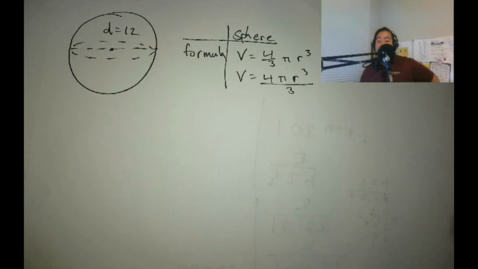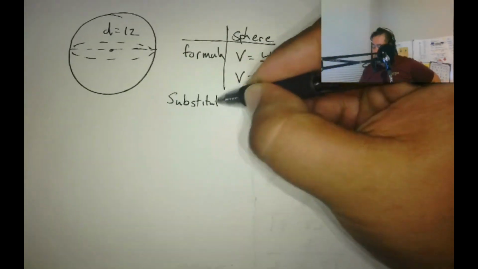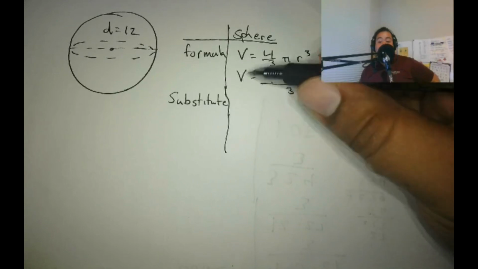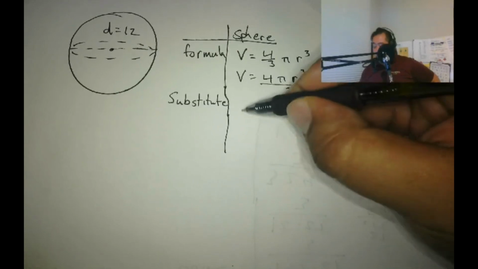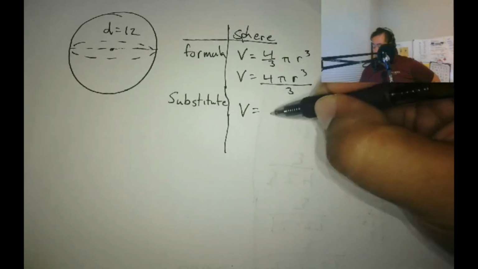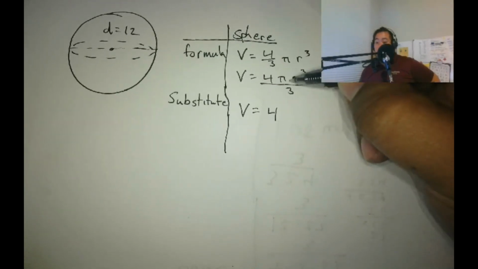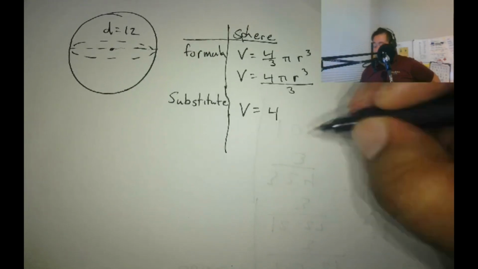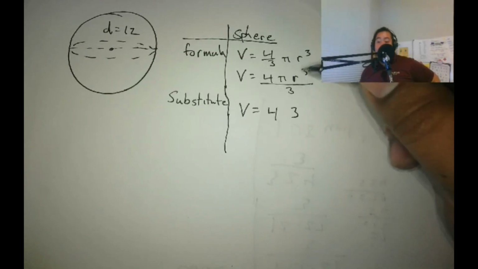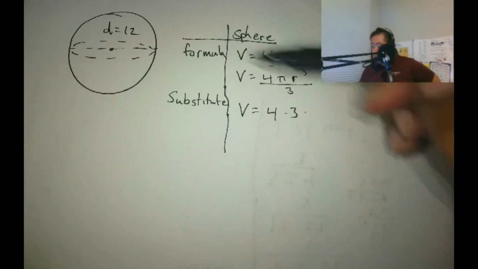Alright, now my next step after I find my formula is to go ahead and substitute. I'm still trying to find the volume of my sphere, so for the letter V, I'm going to write V again because I'm still finding the volume. 4 is still a 4. The symbol pi I'm going to use to represent the number 3. My radius in this problem is, I don't know what the radius is, I only know what the diameter is.